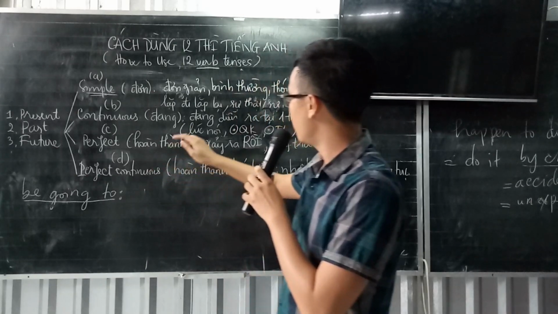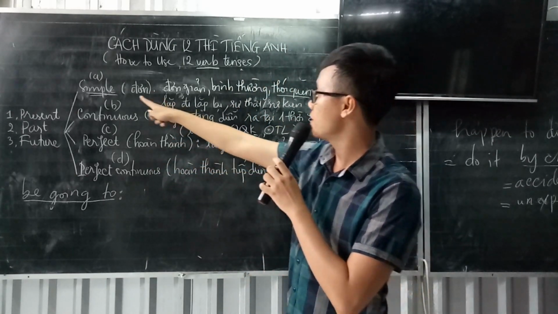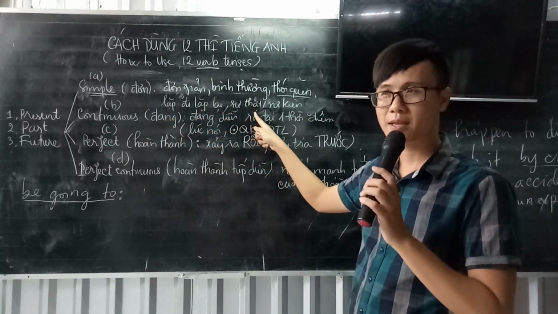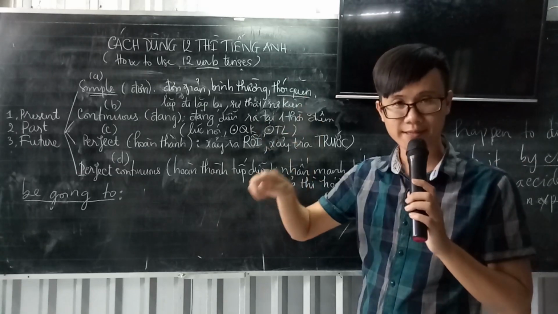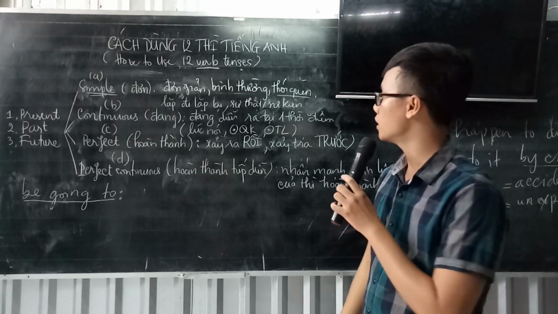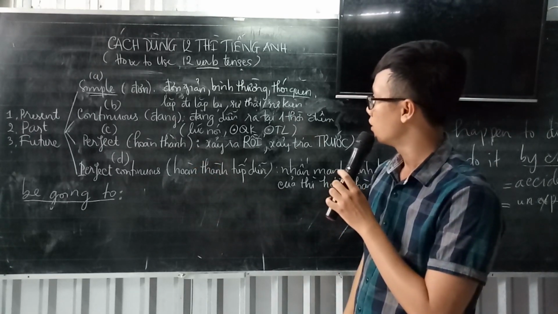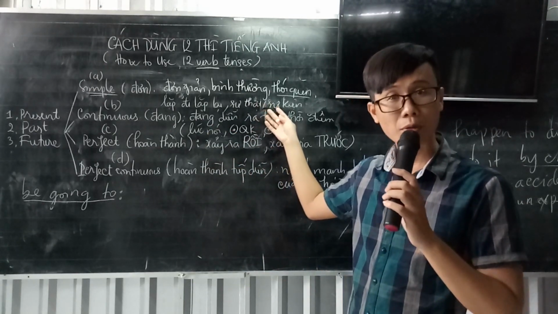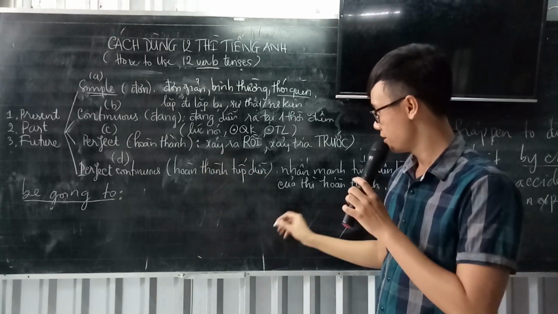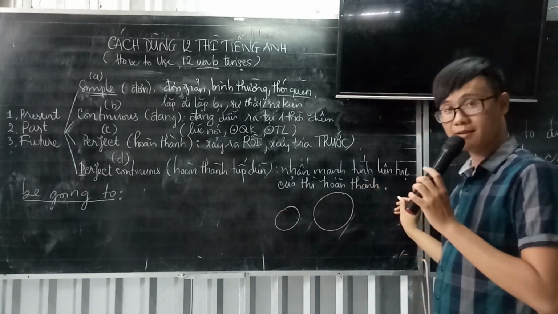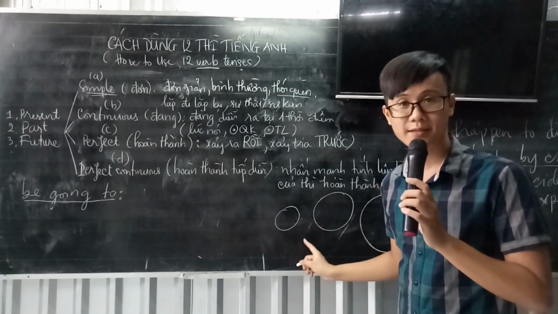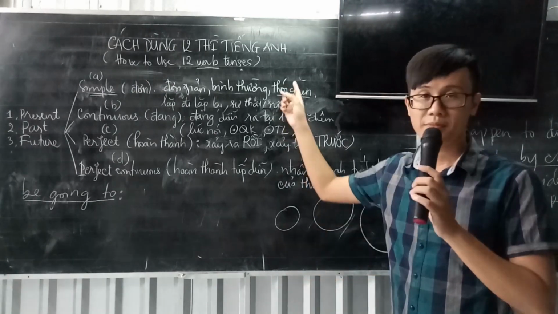And another use of simple tense is a fact. A fact means an event in present or in the past or even in future. Like the moon and the earth are circular. The moon and the earth and the sun too are circular. So this is a present fact. So we use simple present.